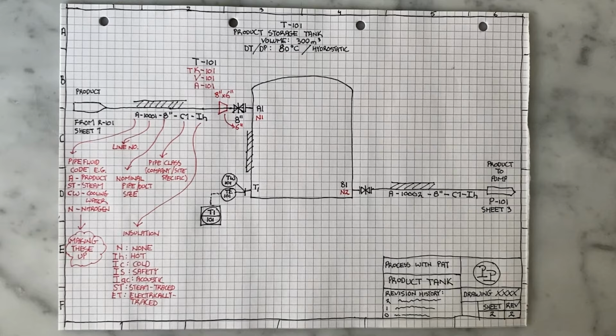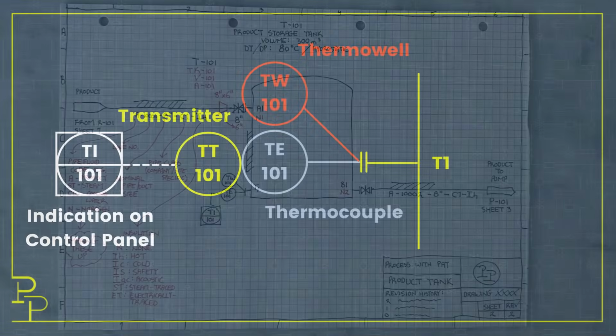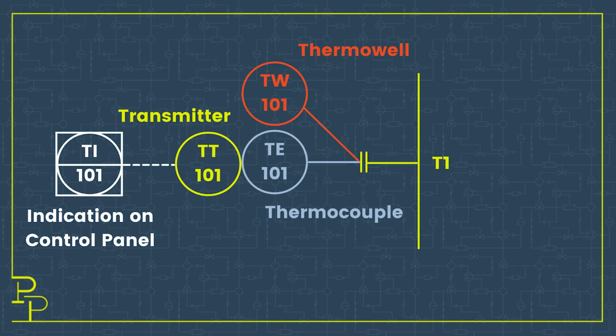And talking about this made me realize that I've actually made a mistake, and that if I wanted to be absolutely correct, I should have a temperature transmitter that takes the element reading and sends it to the indication on the control panel. So what I'm showing over here is how I would accurately show a thermowell, the thermocouple sitting inside the well, the transmitter that takes that reading from the thermocouple and attaches to cabling that runs to the control panel, and it's finally the indication on the control panel that I see.